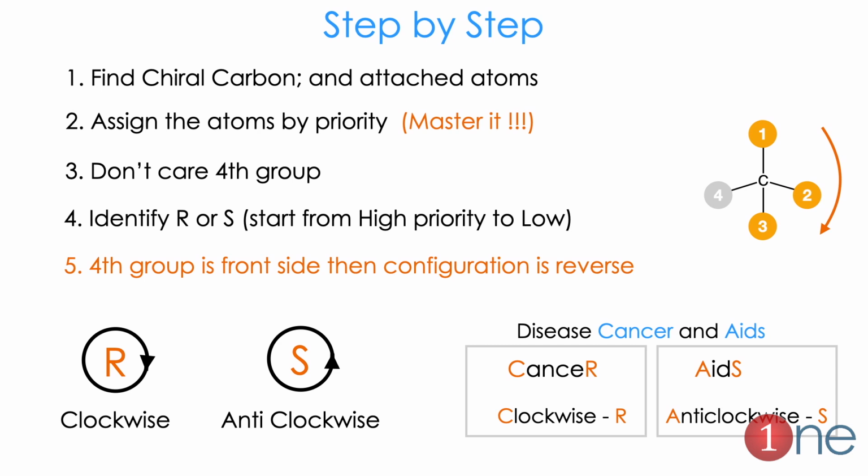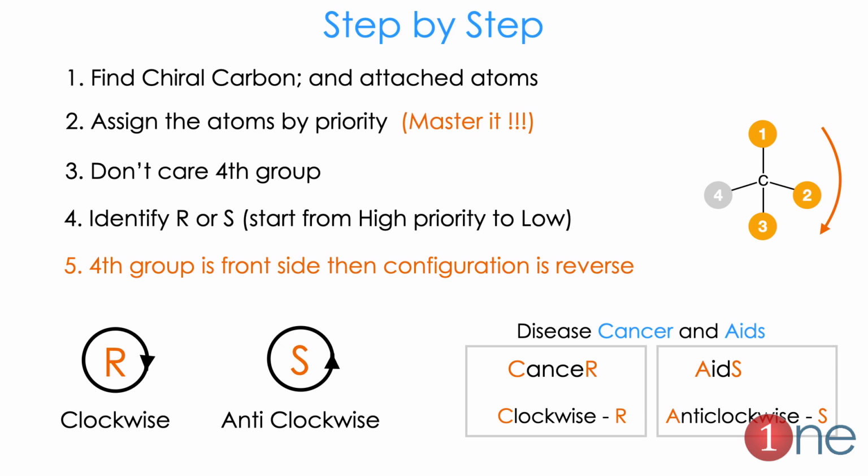So fourth normally we will neglect. So 1, 2, 3. If you go the 1, 2, 3 position in clockwise direction, we call it R. If it is positioned in anti-clockwise direction, we call it S. So easy to remember, I give an acronym here, Cancer. C starts with clockwise, R is the configuration.